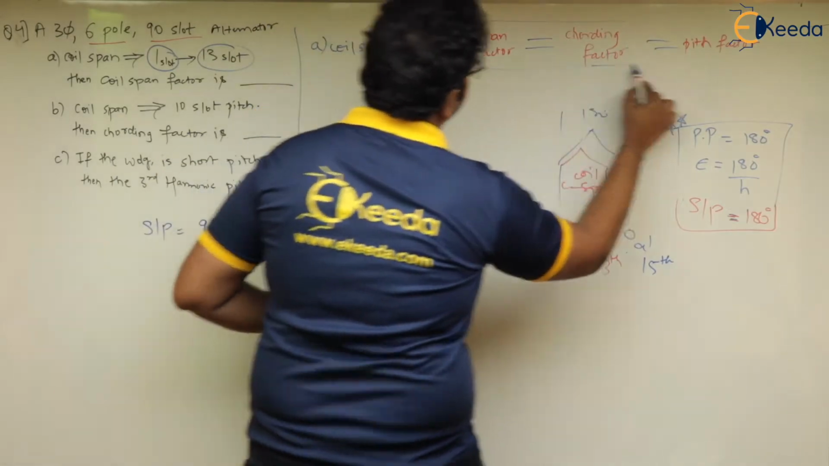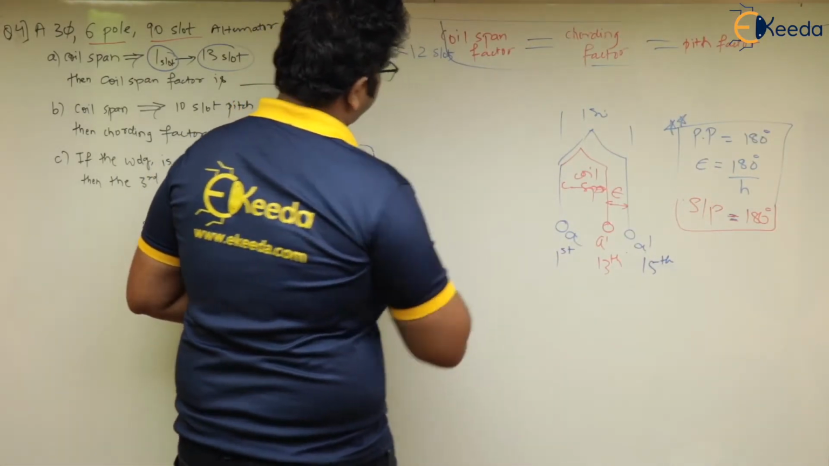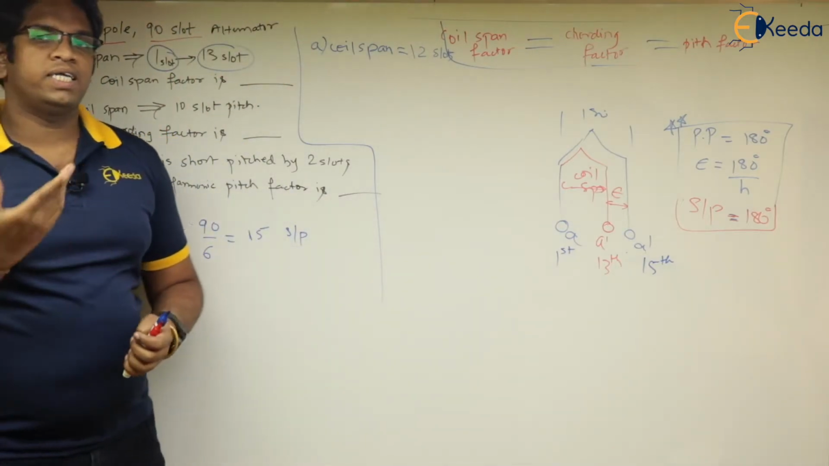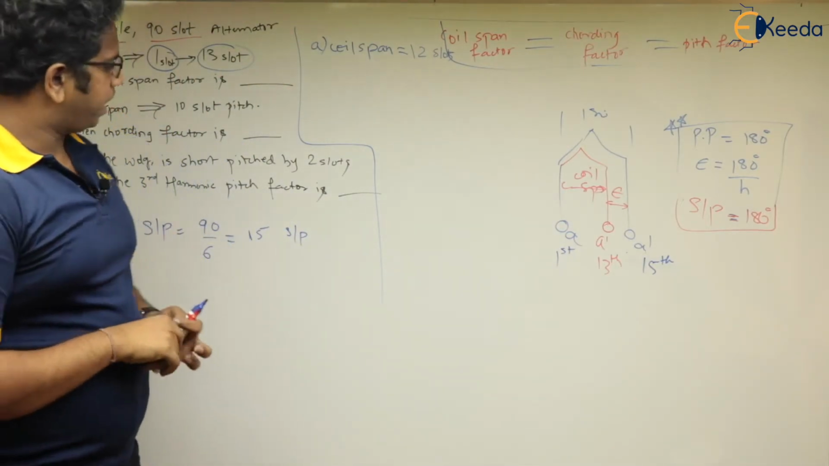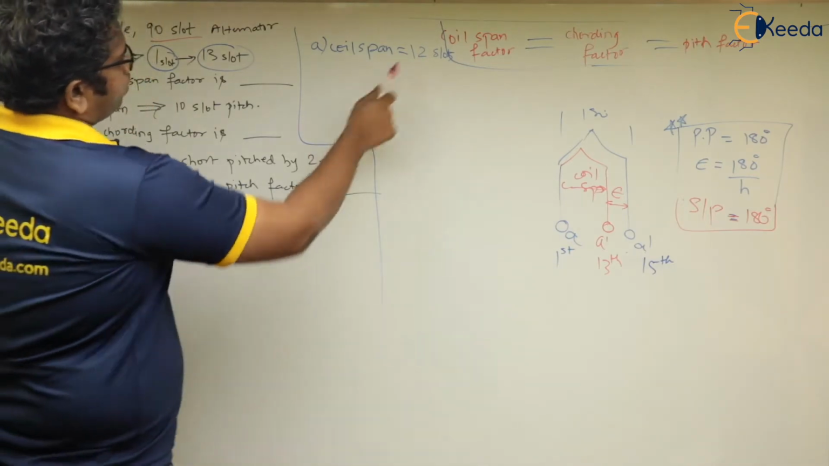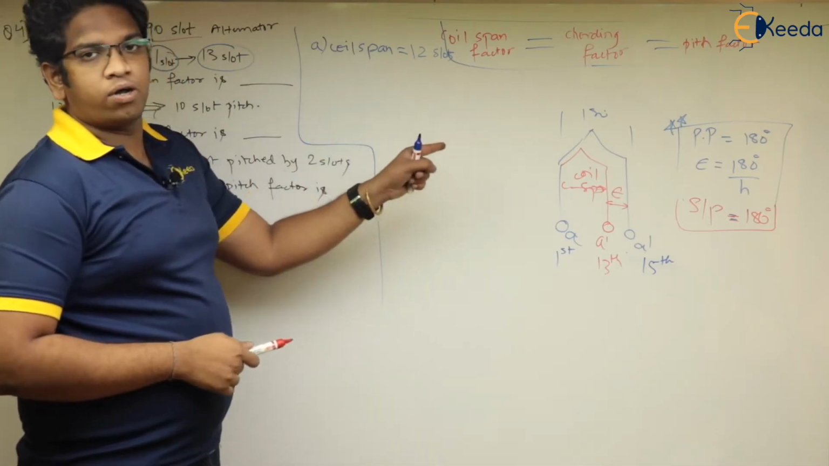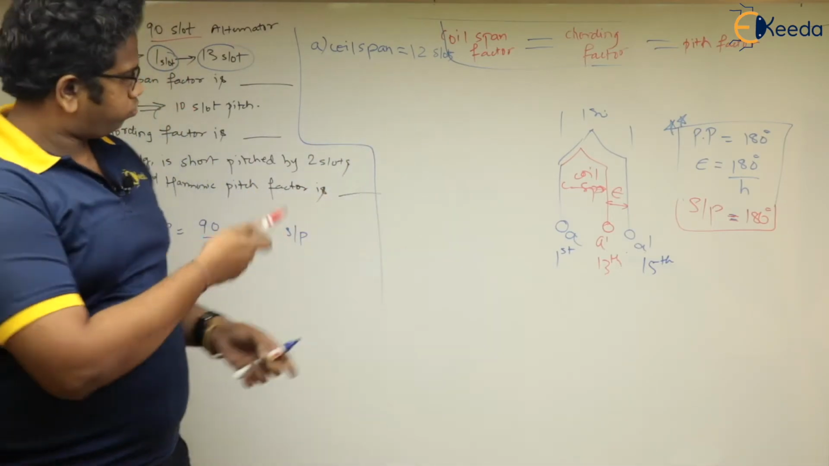Coil span is how many slots, sir? 12 slots. Now, how to find the angle? In order to find the angle, let us find the slot angle, because it is 12 slots, right? Let us see how much angle there is for one slot.